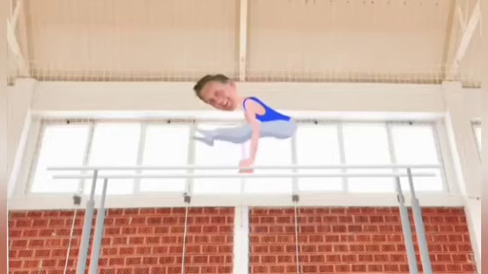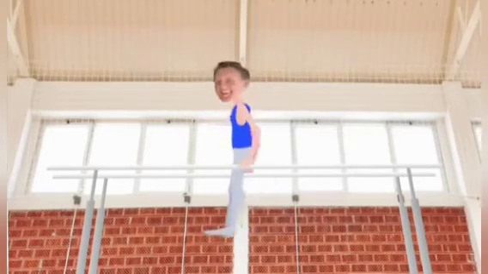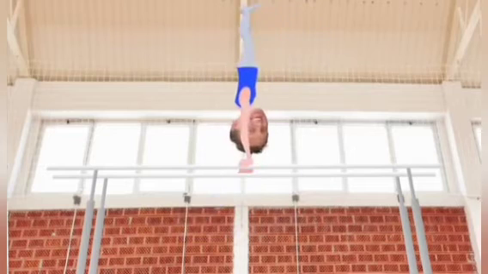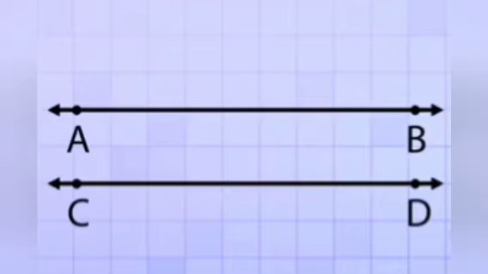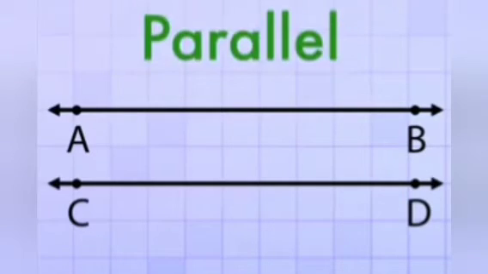Now let's take angles formed by parallel lines. Alright, consider these lines AB and CD. You'll notice that these lines are pointing in the same direction. So even if we extend them forever, they will never cross or even get close to each other. When two lines are arranged like this, you call them parallel.